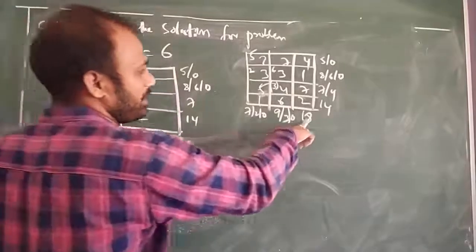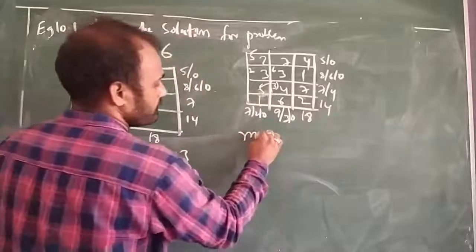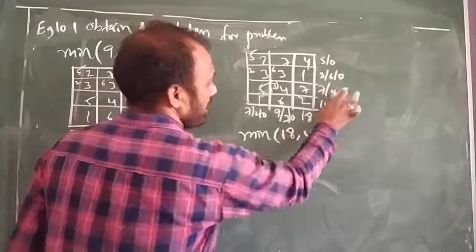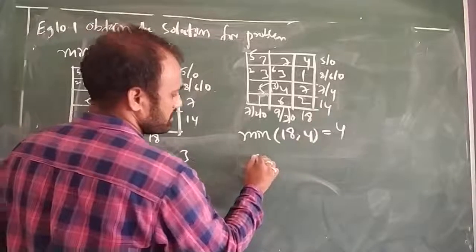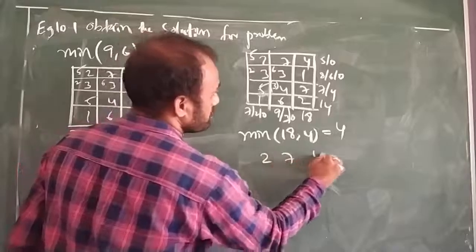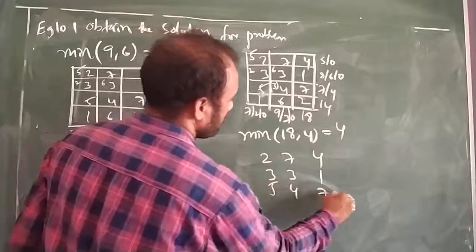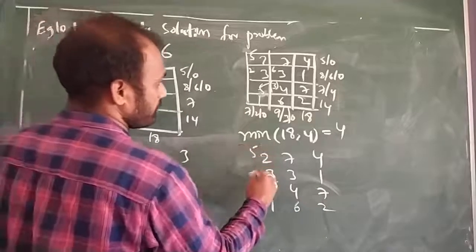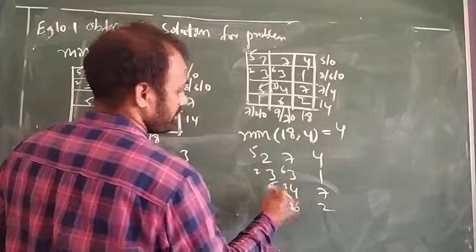Next value is 18 and 14, only this much is left. So between minimum of 18 comma 4, what is the minimum value? 4. If it is minimum value 4, how will the box become here? 2, 7, 4, 3, 3, 1, 5, 4, 7, 1, 6, 2. So here already we got 5 and here 2 and 6, 3.